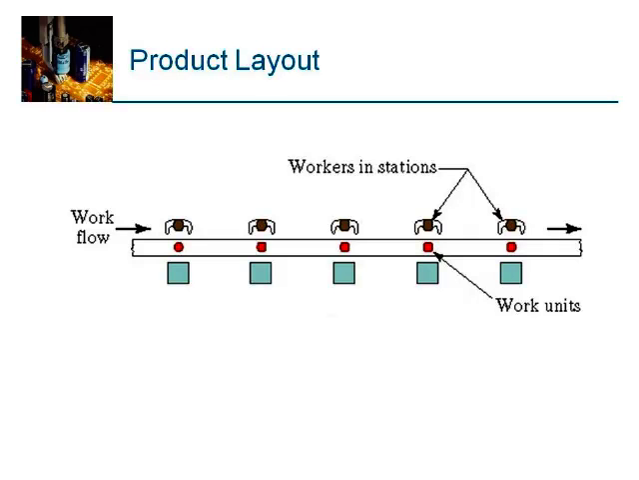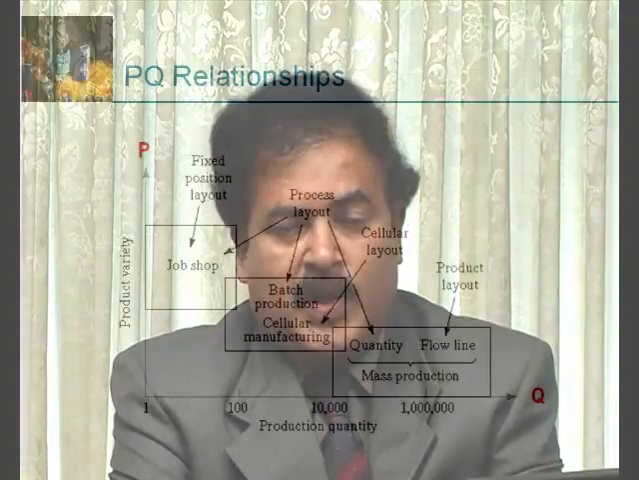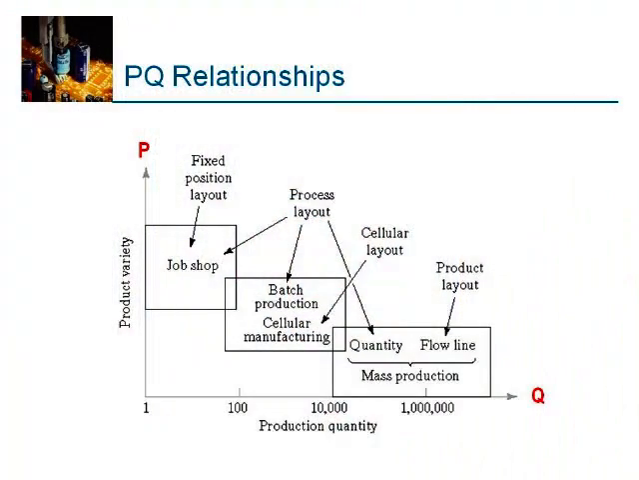And we can now make out a very good relation between P and Q, that means product variety and quantity, the volume of production. On the x-axis we can lay out Q or P, both. In some textbooks we can observe it the other way also: P on the x-axis and Q on the y-axis, but mostly Q is on the x-axis and P on the y-axis. Product variety is on the y-axis.